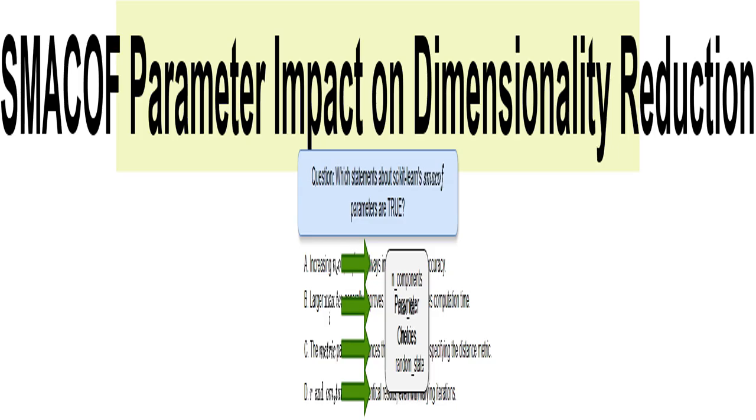This title tells us that we're going to learn about how different settings in the smacof (scaling by majorizing a complicated function) algorithm affect how well it squeezes high-dimensional data into a lower dimension. Think of it like taking a complex, tangled ball of yarn and trying to flatten it into a 2D shape while keeping as much of the original structure as possible. smacof is a specific type of multidimensional scaling, MDS, a method used to reduce dimensionality while preserving pairwise distances. We'll focus on understanding the impact of specific parameters on the results.